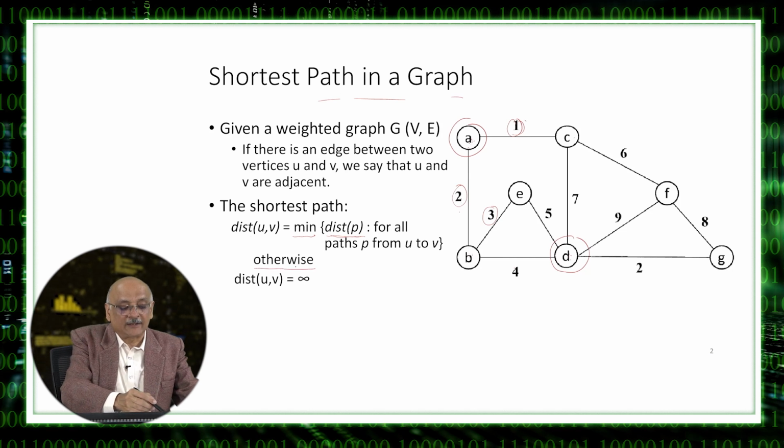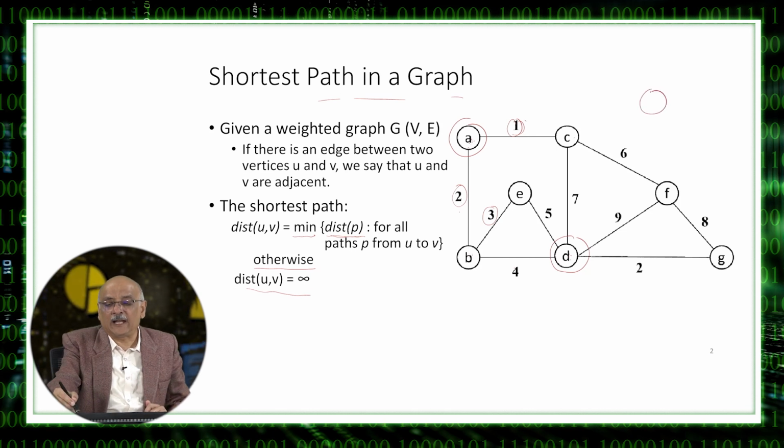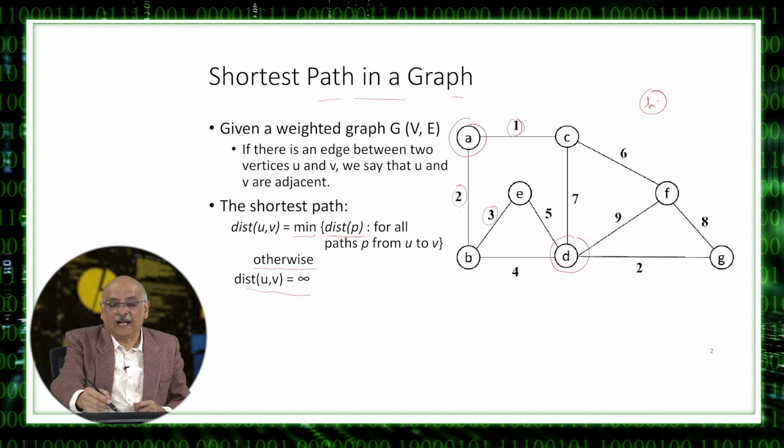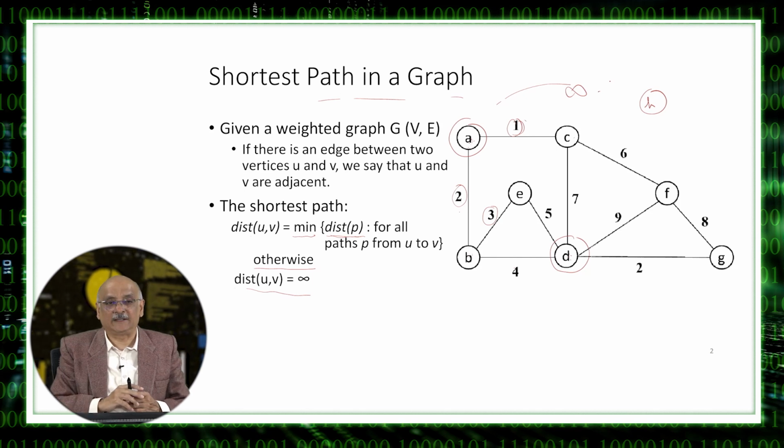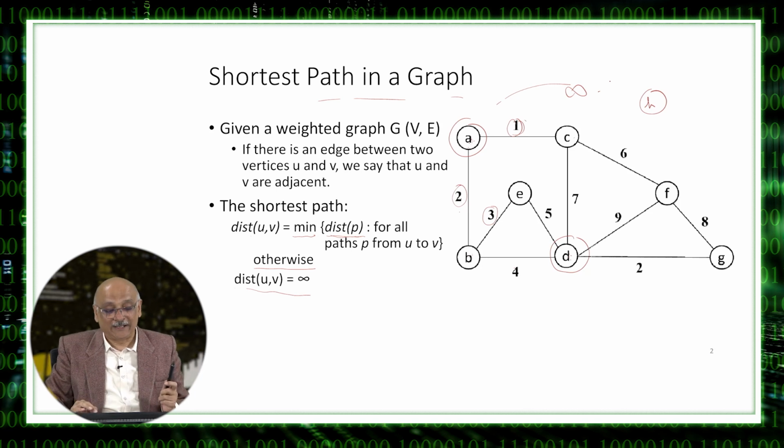Otherwise there is no path from U to V. Suppose there is another node H here, so there is no path from A to H. So that particular distance, we can say, is infinite. And remember, infinite in computers is just a very large number, but you will assign a number. So that is how we define the shortest path.